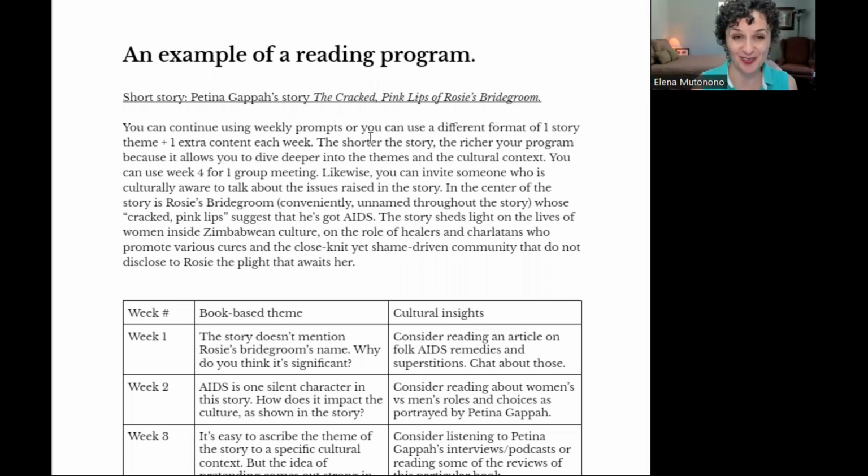And in the center of the story is this young woman who is marrying a man. His name we don't know. Her name we do know, which is kind of interesting and something that I bring up as one of my prompts in this example of the story. And so this woman is marrying this man, and all the people that are coming, they're witnessing this picture when they see the man's cracked pink lips, which is the sign of AIDS, and people are really familiar with that.